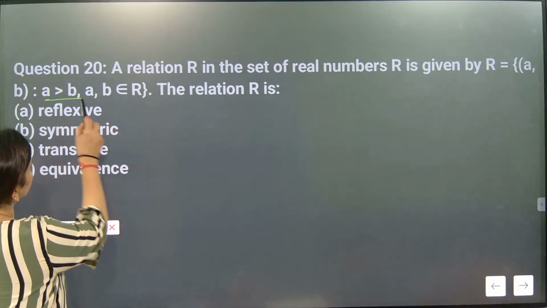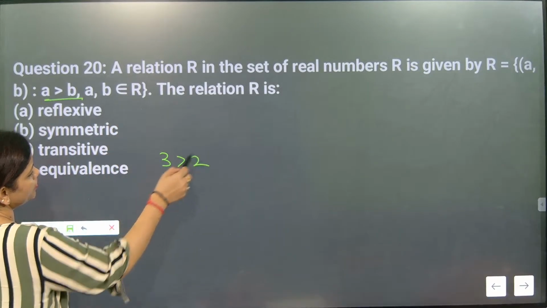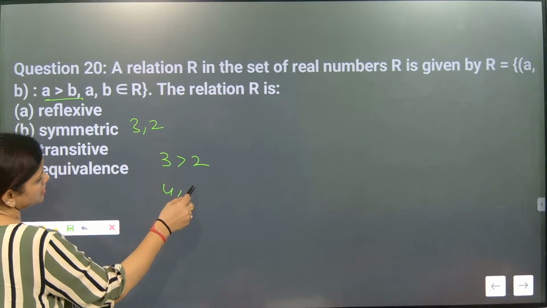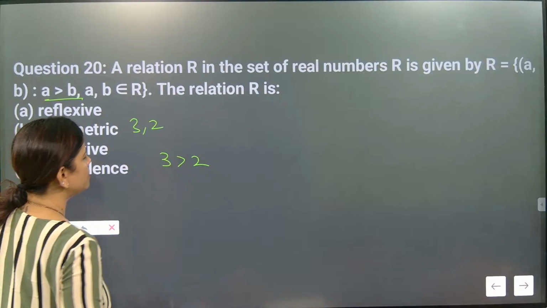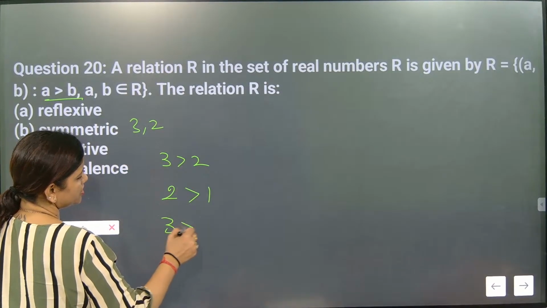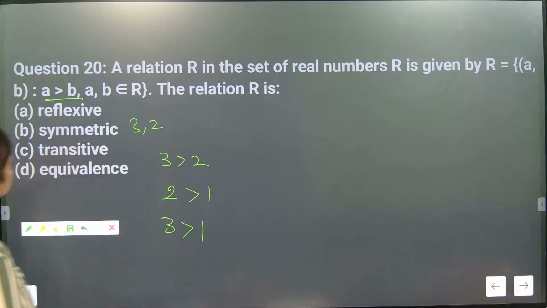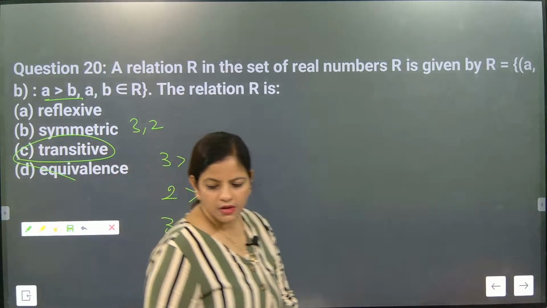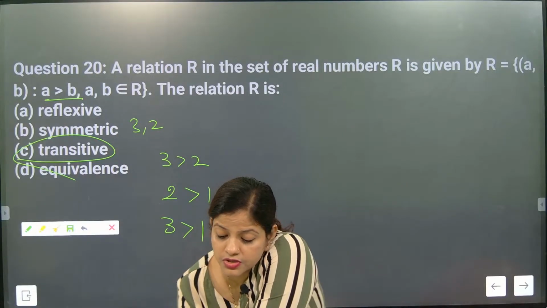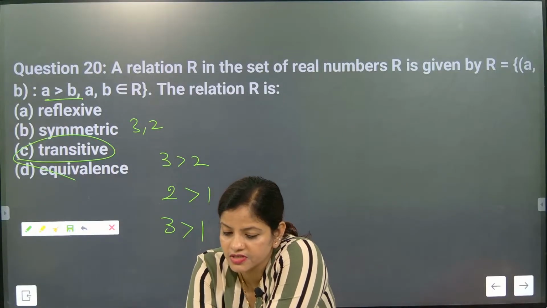Check this one out. 3 is greater than 2, so (3,2). 3 is greater than 2, and 2 is greater than 1, so 3 is greater than 1. We can write it like this. Yes. So here, exactly according to the situation, we can say that it is going to be transitive.